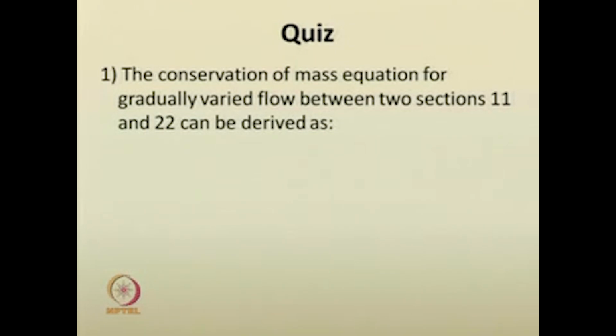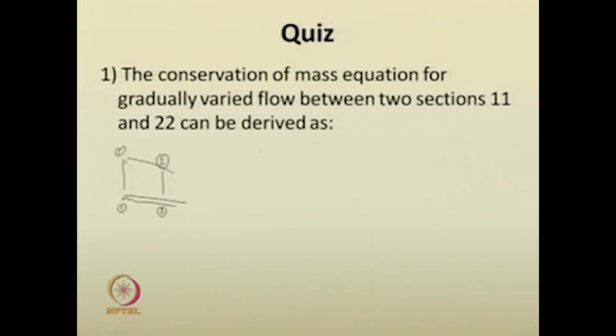So, the solutions for this quiz are, the first question you are asked to derive the conservation of mass equation for gradually varied flow between two sections 1 and 2. If there is a gradually varied flow between two sections 1 and 2, you were requested to derive the continuity equation or the conservation of mass equations.